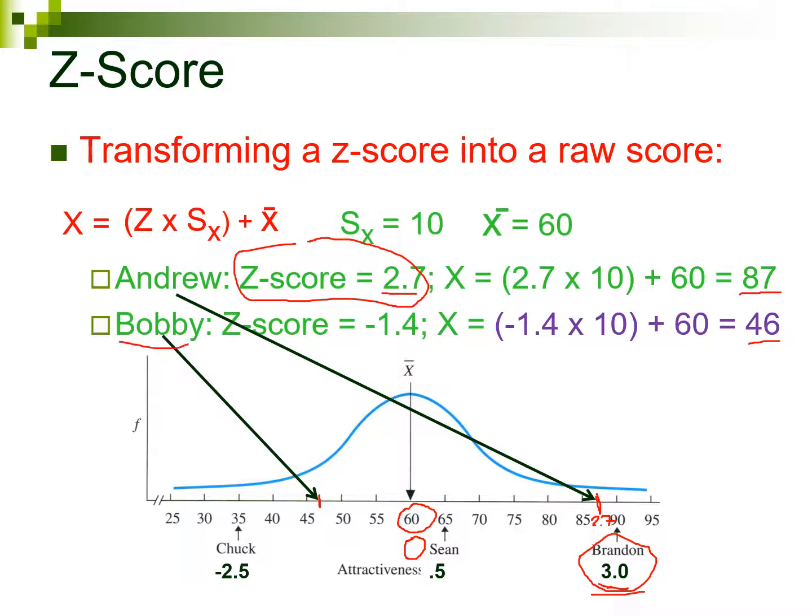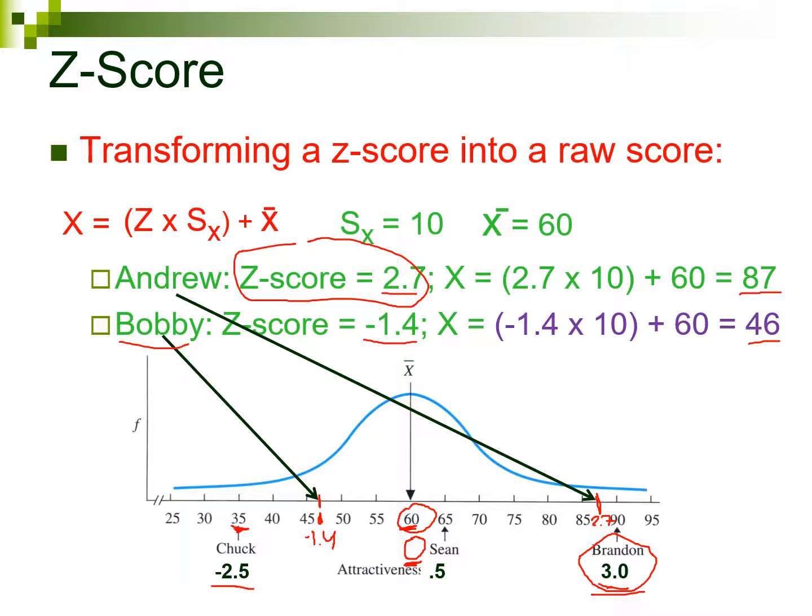Let's use Bobby as our next example. Again, Bobby had the raw score of 46. Here's where 46 would fall in the distribution. It would fall basically halfway in between the mean of the distribution of 60 and Chuck's raw score of 35. Similarly, Bobby's z-score of negative 1.4 would fall basically halfway between the mean of the distribution for the z-scores, so the z-score being 0 in this case, and then Chuck's z-score of negative 2.5.